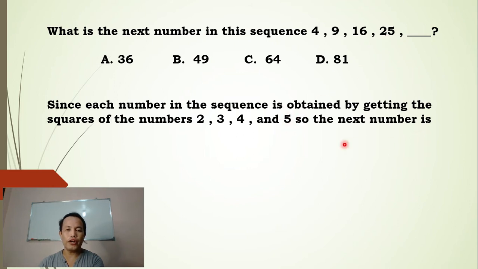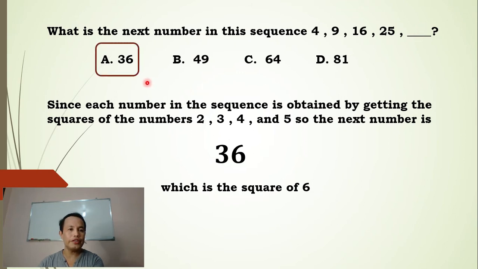So therefore, if we are going to get the next number in the sequence, the number must be 36. That is the square of 6. That means 6 times 6. So the number here must be 36. So our correct answer is letter A.